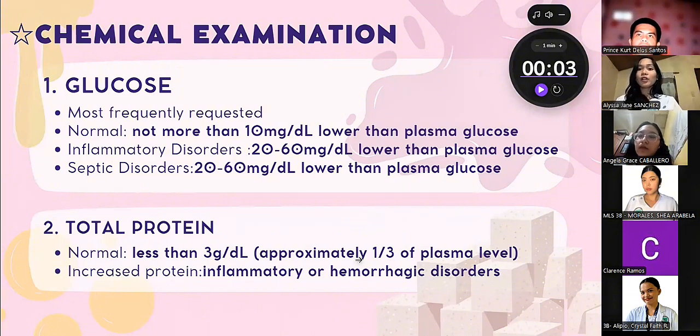Number 2 is the total protein. Normal is less than 3 grams per dL, approximately one-third of plasma level. Increased protein indicates inflammatory or hemorrhagic disorders. Total protein is normally absent or minimal in amount. Its presence, proteinuria, is often the most significant indicator of renal kidney disease or damage, as it means the filters of the kidney, the glomeruli, are allowing large molecules to leak into the urine. Next slide, please.